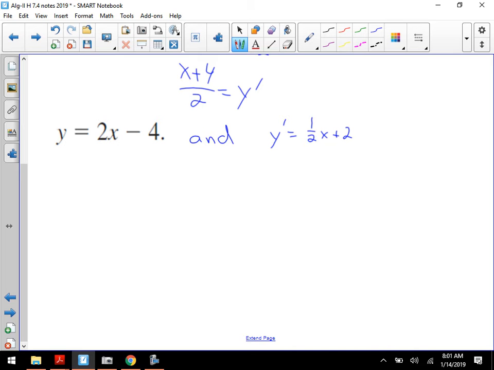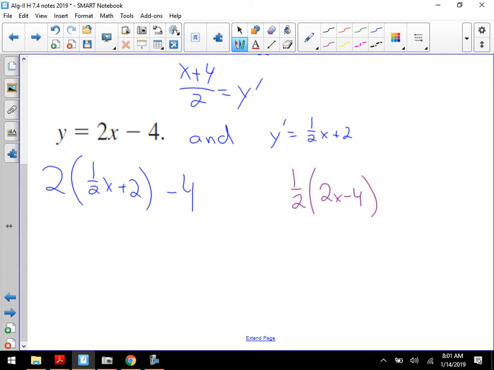Okay. Now, in order to show that these two are in fact inverses, what we're going to do is substitute in one for the other. Here's what I mean. If I take 2 and I throw in, simplify that. And then do the same thing. Watch what happens. When you simplify those, watch what you're left with.